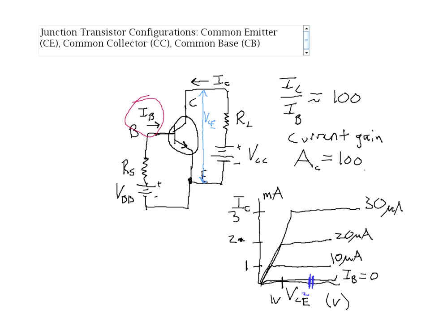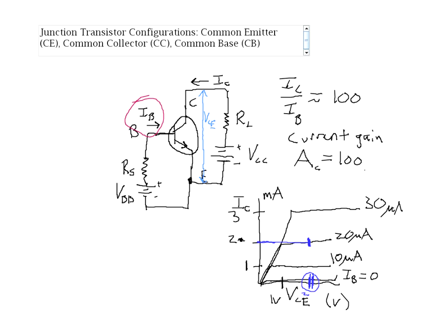So notice that if I'm using, say, a base current of 20 microamps, then I'm going to get 2 milliamps of collector current regardless of whether or not VCE is fluctuating a little bit. Okay, so that's an important characteristic of an amplifier, is you want the gain to be stable, and not to depend on some kind of fluctuation that may occur in your circuit.